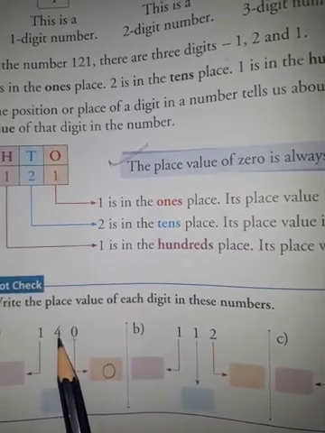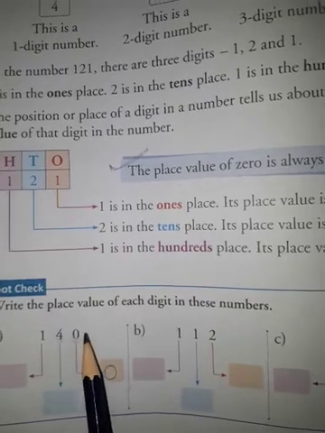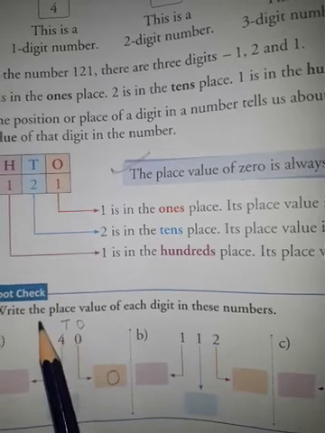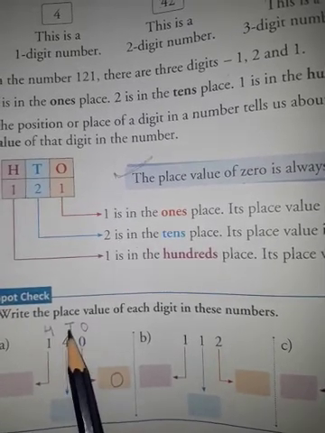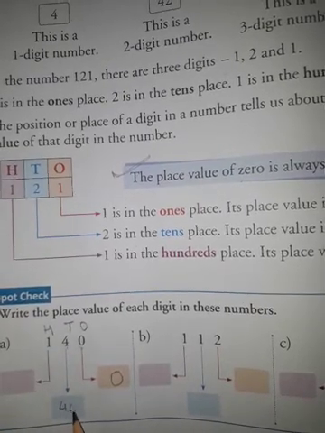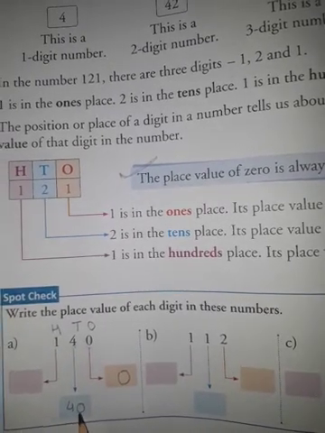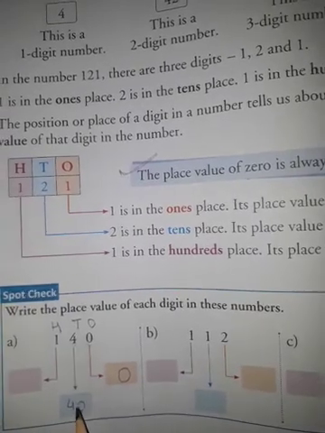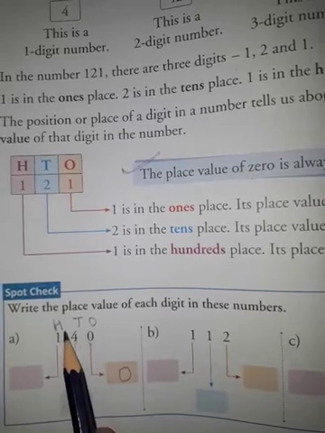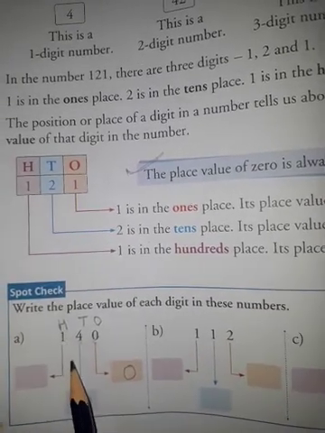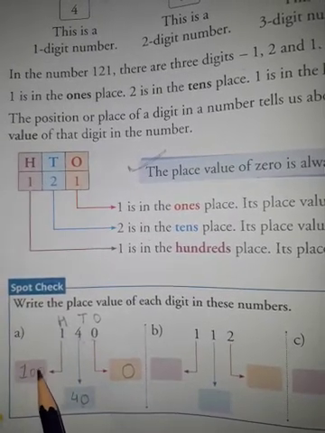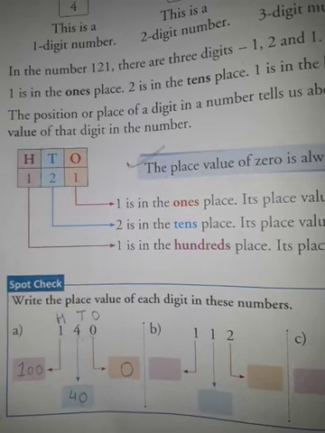And where is 4? 4 is in tens place. Ones, tens and hundreds. This is ones place, this is tens place, and this is hundreds place. So where is 4? 4 is tens place. Means 4 tens. 4 tens means 40. It's clear to all of you? So the place value of 4 is 40. 1. Where is 1? 1 is in the place of hundreds. So the place value of 1 is 100. It's clear to all of you?